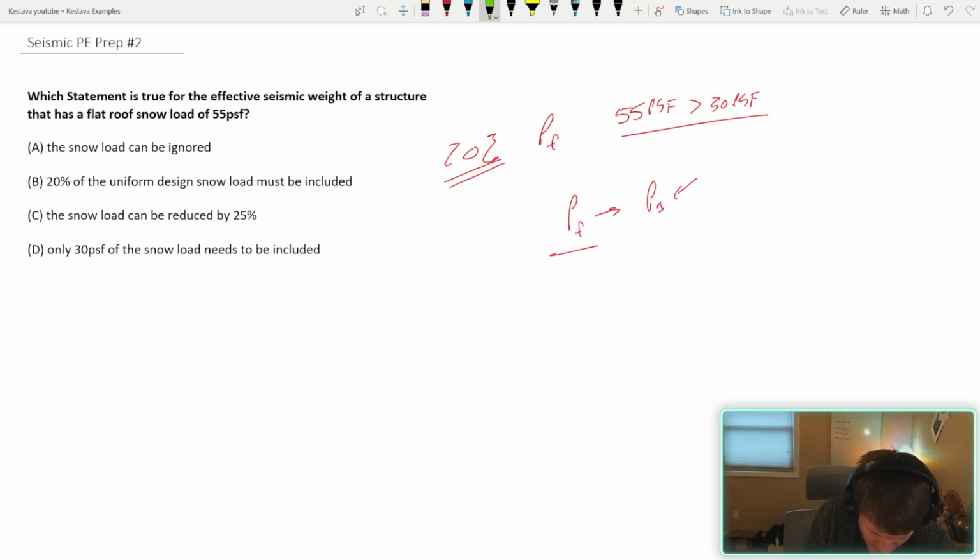If we go green, I would say B is going to be our answer. 20% of the uniform design snow load must be included. That's it for today. It's that simple.